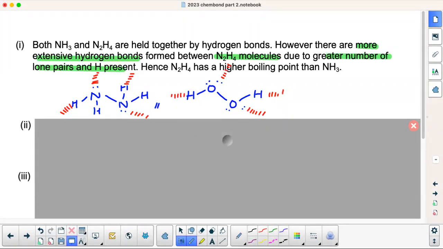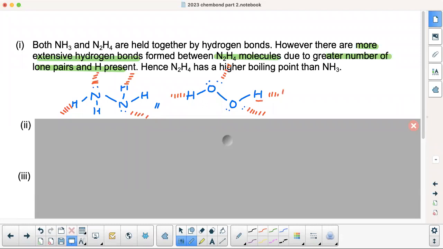So what can I say about the extensiveness? Per molecule, it's actually the same. So I already told you, right? Who's limiting first? For every lone pair I use, I need to use one H. For this one, because H is limiting, for every H I use, I can use one lone pair. So the extensiveness is the same. So I guess you know the answer already.